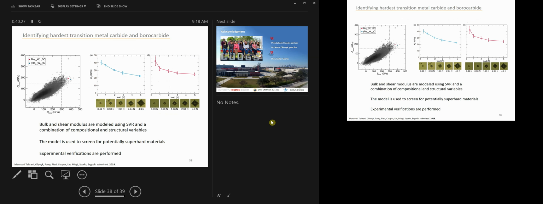And finally, in my research group, we are interested in discovering superhard materials. So in collaboration with the University of Utah and Dr. Sparks, we used machine-learned bulk and shear moduli of materials to screen for potentially hard materials. And then we identified 2 compounds, and they turned out to be the hardest transition metal carbide and borocarbide reported. So that again emphasizes that machine learning is not only interesting for predicting properties, but more importantly, it can be used as a tool for experimentalists as well.